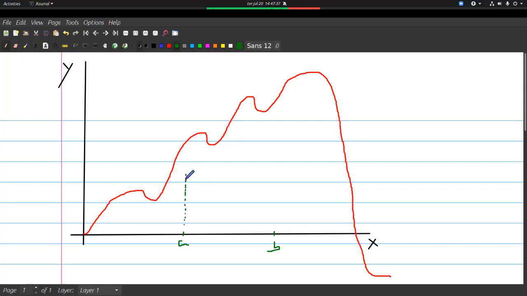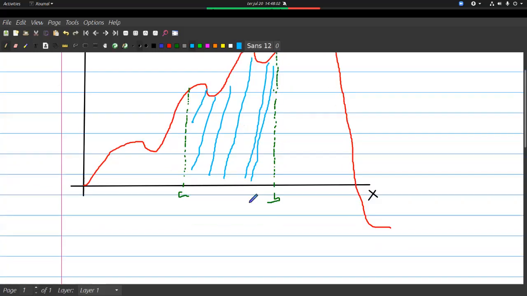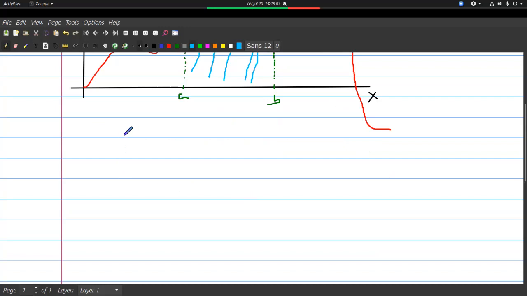I don't know how to make a dotted line. The area from here to here. So this area over here is the integral from A to B of this f of x. And we would write it like this, the integral of f of x, from A to B.